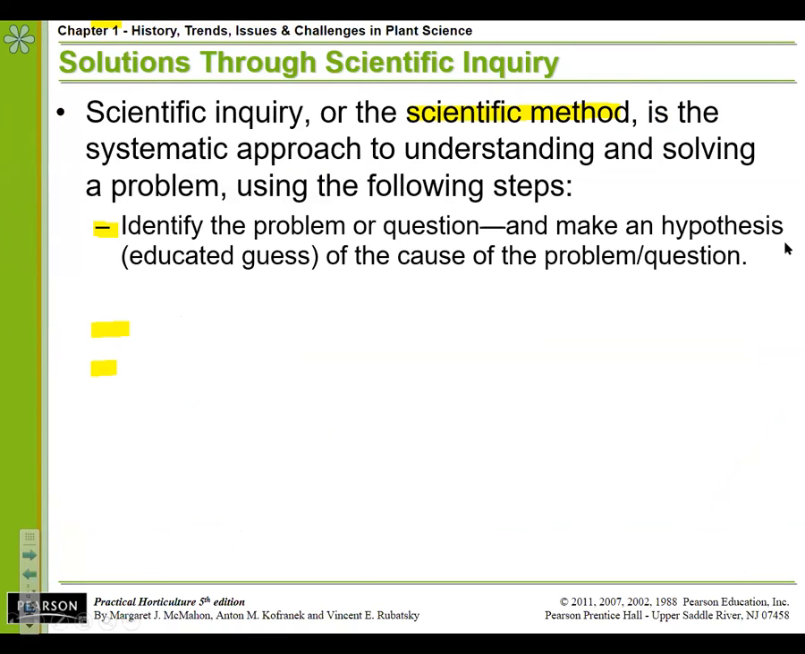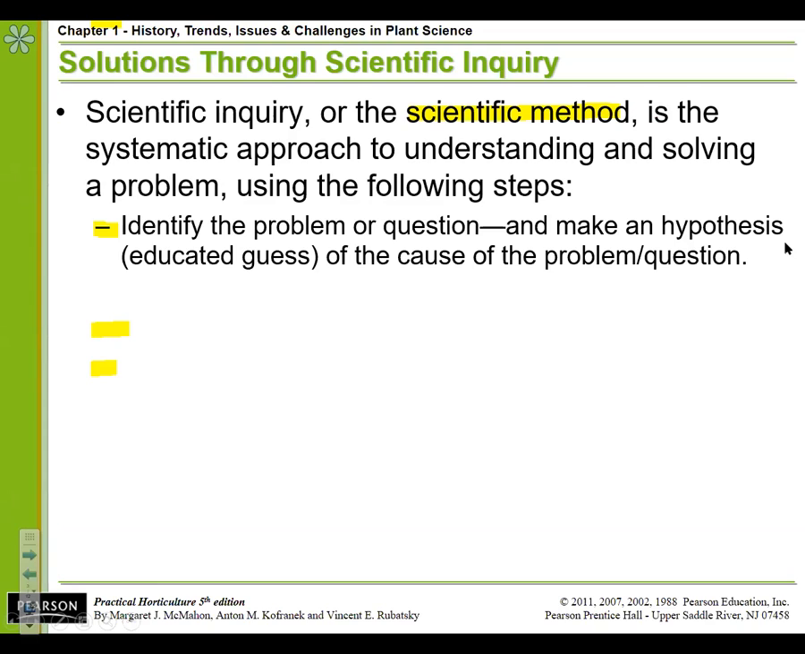So the scientific method, we have these clear steps to trying to understand and solve a problem. And the first step is that we identify the problem or the question. There has to be a problem in order for us to solve it, right? So once we identify that problem or question, we create this hypothesis, this educated guess of what the cause of that problem or question is.